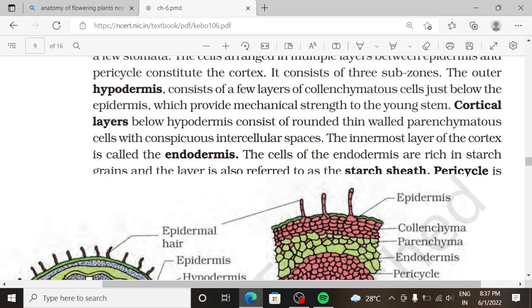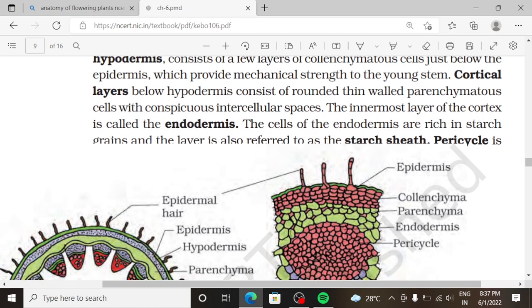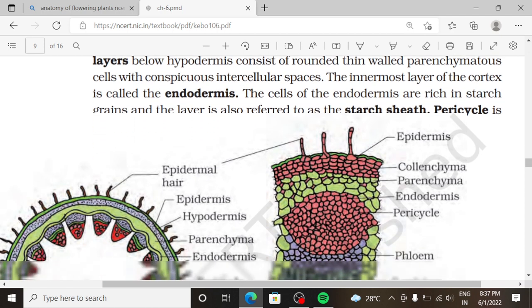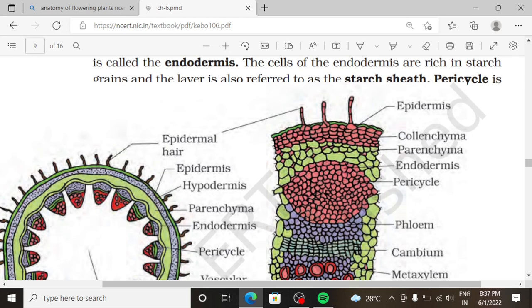The outer hypodermis consists of few layers of parenchymatous cells just below the epidermis, which provide mechanical strength to the young stem. Cortical layers below hypodermis consist of rounded thin-walled parenchymatous cells with conspicuous intercellular spaces. The innermost layer of cortex is called endodermis. The cells of endodermis are rich in starch grains and the layer is also referred to as starch sheath.